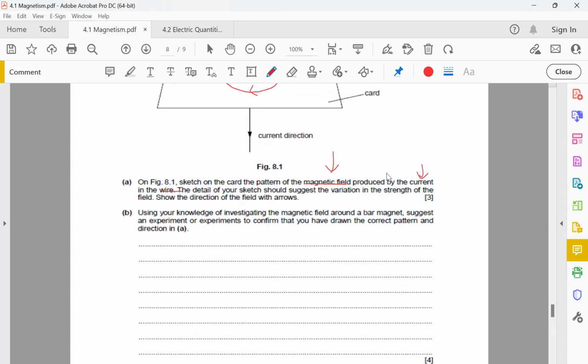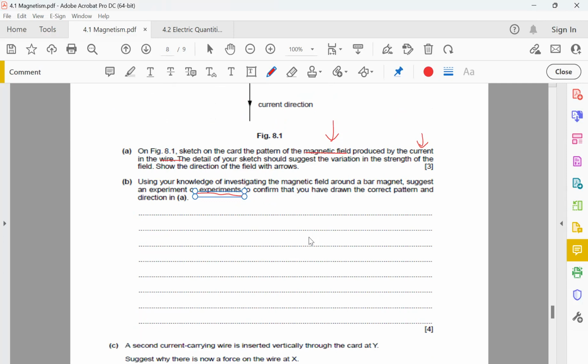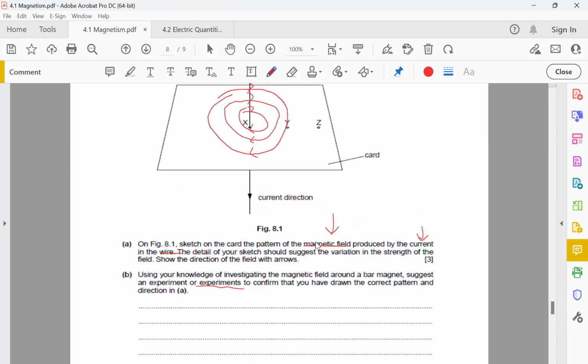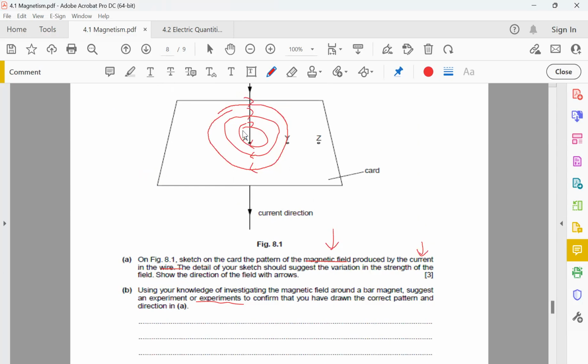Then this next part here, using your knowledge of investigating the magnetic field around the bar magnet, suggest an experiment or experiments to confirm that you have drawn the correct pattern, right? So this whole thing here is 4 marks, right? It's basically testing you. They're asking you to show how you know that the magnetic field is going to be in this circular motion here, right? And if I want to test the pattern and direction of the magnetic field, what are the two things I use again, Scott?